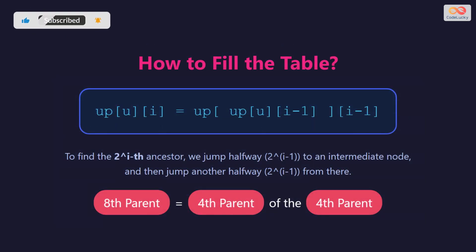We can fill this table using dynamic programming. The logic is elegant. To find the node 2 to the power of i levels up, we first jump half that distance, which is 2 to the power of i-1, to an intermediate node. From there, we jump the same distance again. Essentially, an 8th parent is just the 4th parent of the 4th parent.